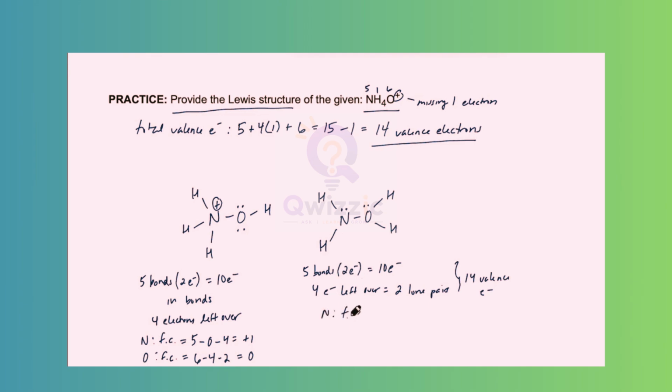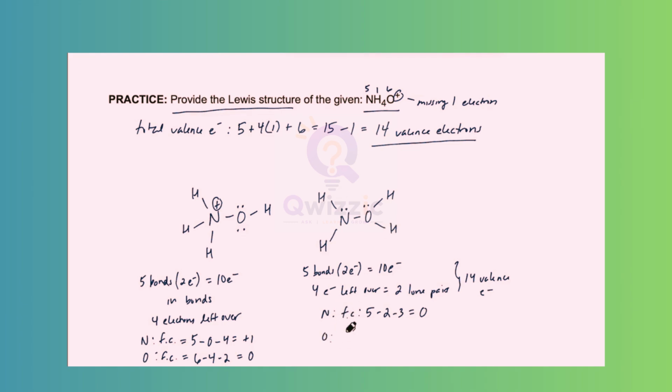Nitrogen, its formal charge, equals 5 valence electrons. It has 1 lone pair, so minus 2 non-bonding. There's 3 bonds, so minus 3 bonds. So 5 minus 2 minus 3 is 0. So no formal charge on this nitrogen.